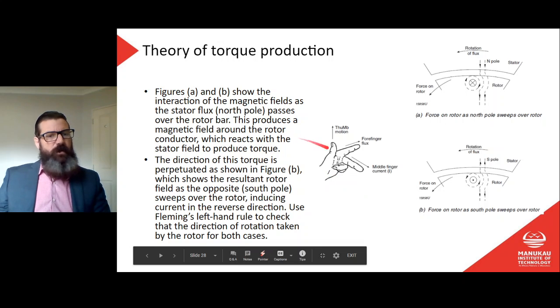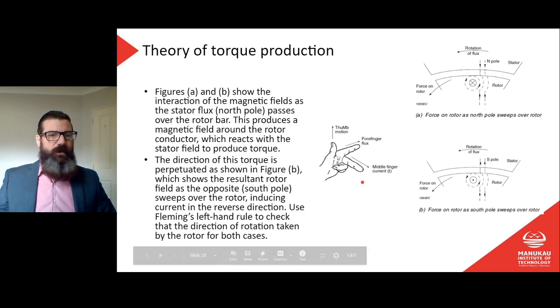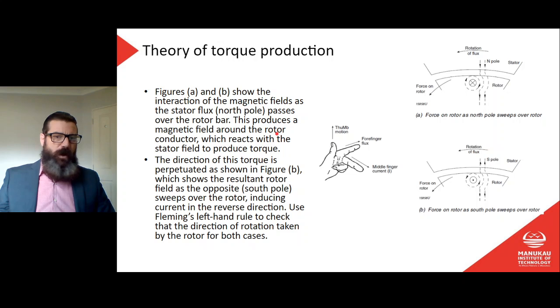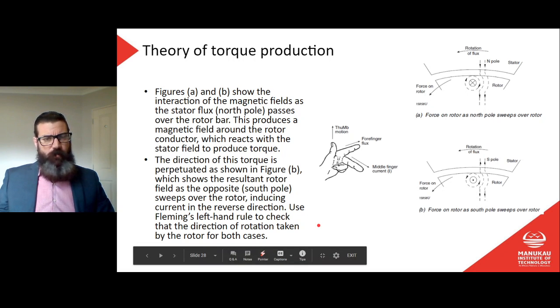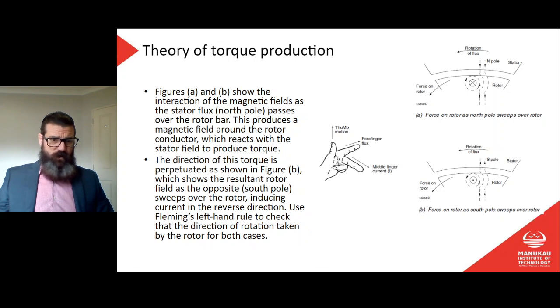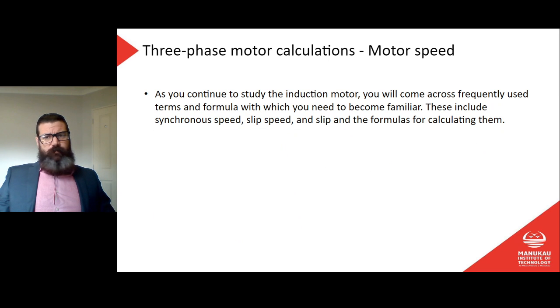Now, figures A and B show the interaction of the magnetic fields as the stator flux, that's the north pole, passes over the rotor bar. This produces a magnetic field around the rotor conductor, which reacts with the stator field to produce torque. The direction of this torque is perpetuated as shown in figure B, which shows the resultant rotor field as the opposite pole sweeps over the rotor, inducing current in the reverse direction. Use Fleming's left-hand rule to check the direction of rotation taken by the rotor for both cases.